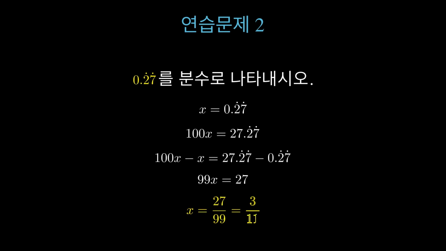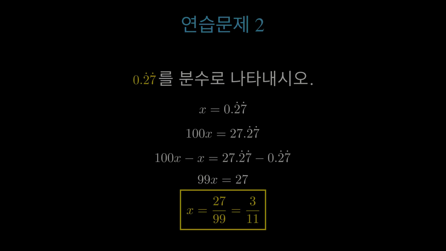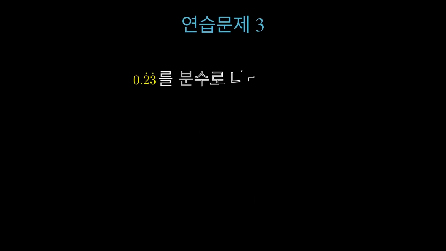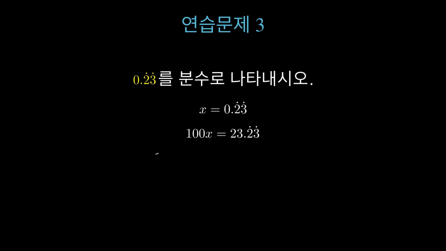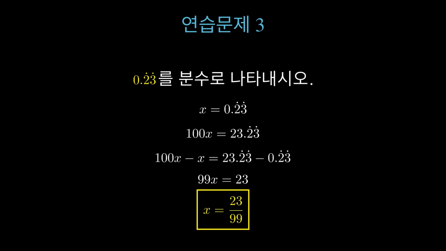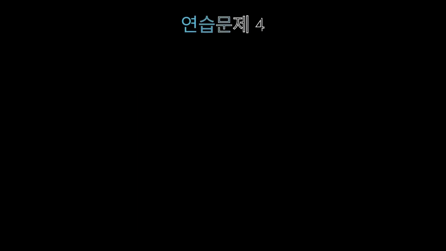100x equals 27.2727 and so on. Subtracting the top equation from the bottom one eliminates the decimal parts, leaving 99x equals 27. Therefore, x equals 27/99, and dividing both by 9 gives the final answer, 3/11. If you use the shortcut formula, you instantly get 27 over 2 nines, which is 99. You can solve practice problem number 3 the exact same way. To get the answer quickly, since the repeating block is 23, which is 2 digits, you can easily solve it as 23/99.